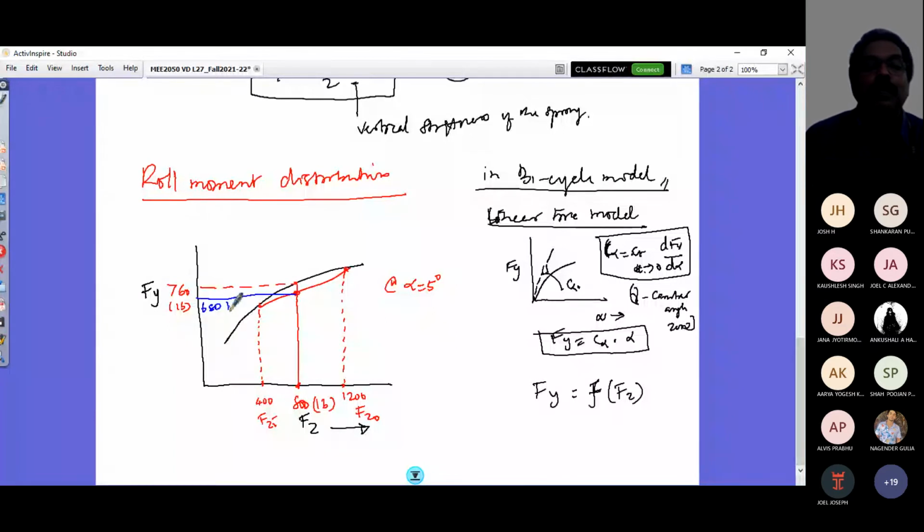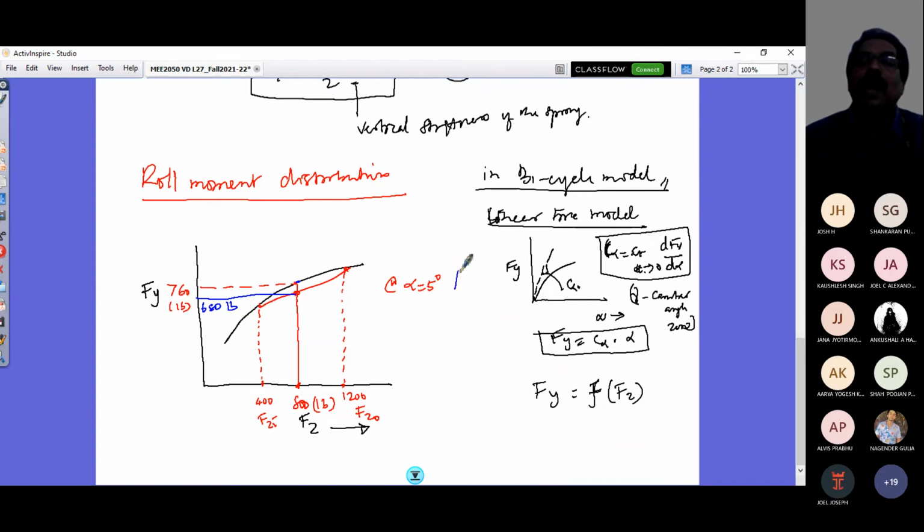680 pounds is not sufficient to generate the required cornering force or centripetal acceleration. In such cases, the pneumatic tire, which is non-linear and depends on the normal load, has the capability to increase the slip angle. So this curve would be increasing.